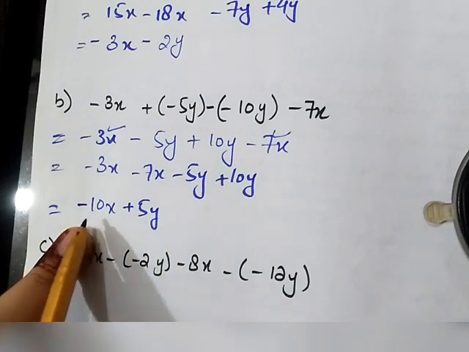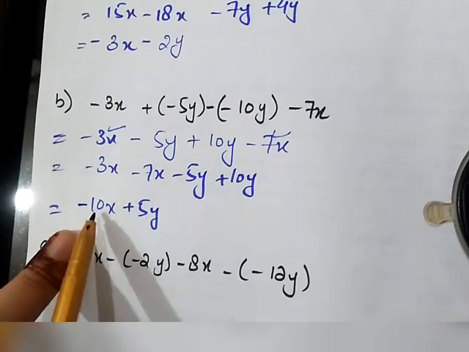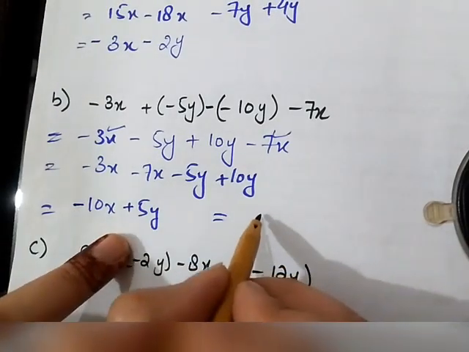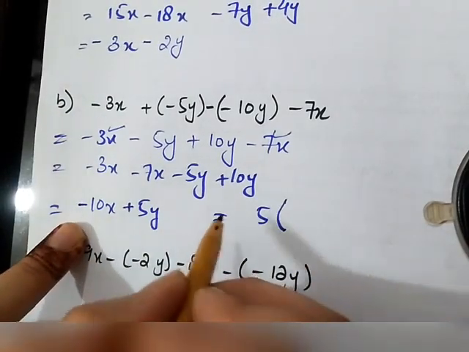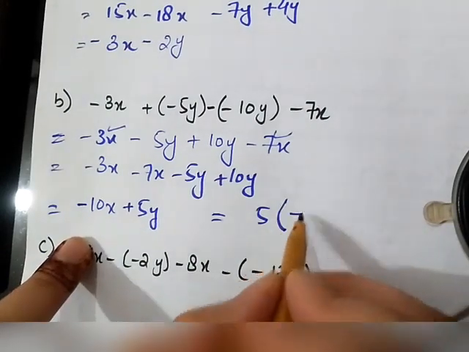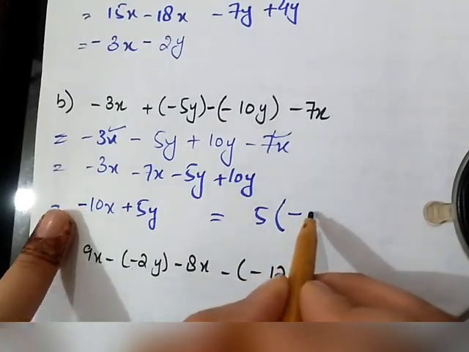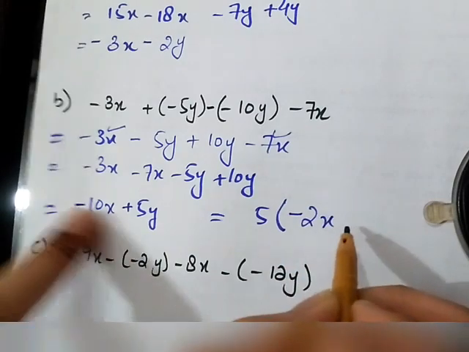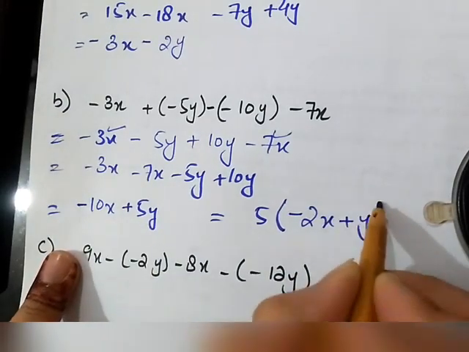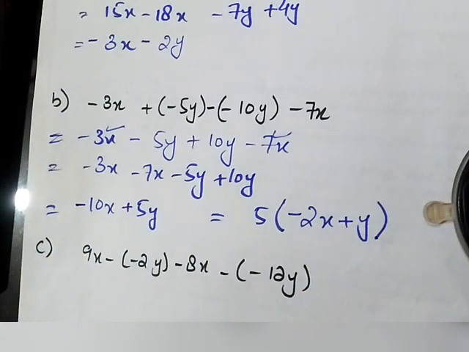And you can see here we can also take 5 as a common factor. Here 5 is common in both the terms, so you can take it common, or if you want to stop your answer here, that is also fine. So minus 2, 5 2s are 10, 2x, and here when we take common 5, only y is left. Now we do the part C.